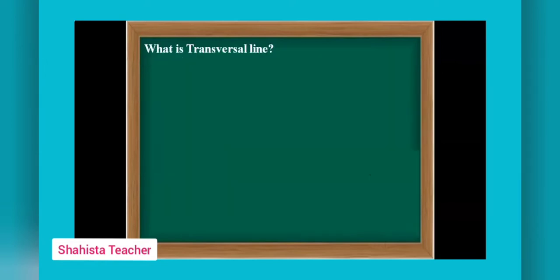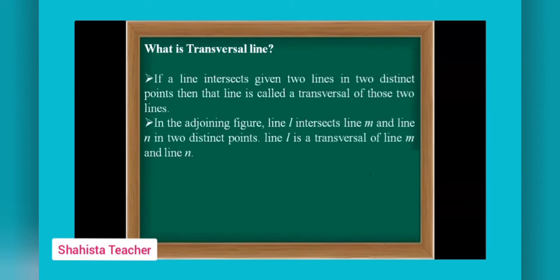Now, what is a transversal line? If a line intersects two given lines in two distinct points, then the line is a transversal. That means parallel lines do not intersect at any point, but a transversal line intersects two lines in two distinct points. Such a line is called a transversal of those two lines.